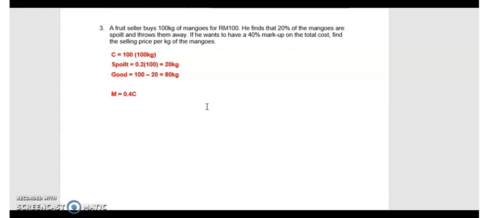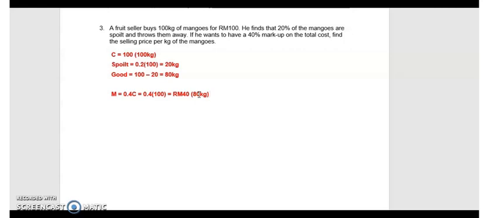Okay, we know that cost just now is 100 ringgit. So markup 0.4C is equivalent to 0.4 multiplied by 100. So here markup is 40 ringgit. Note that originally we have 100 kg. So when 20 kg have been thrown away, you only have 80 kg. So this 40 ringgit markup is for 80 kg of mangoes.